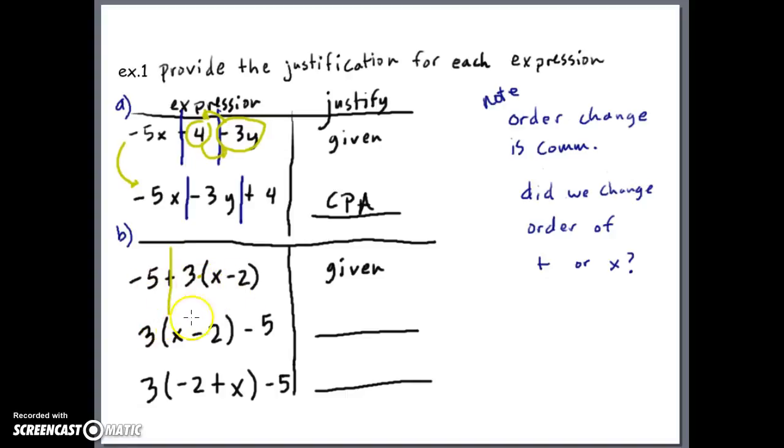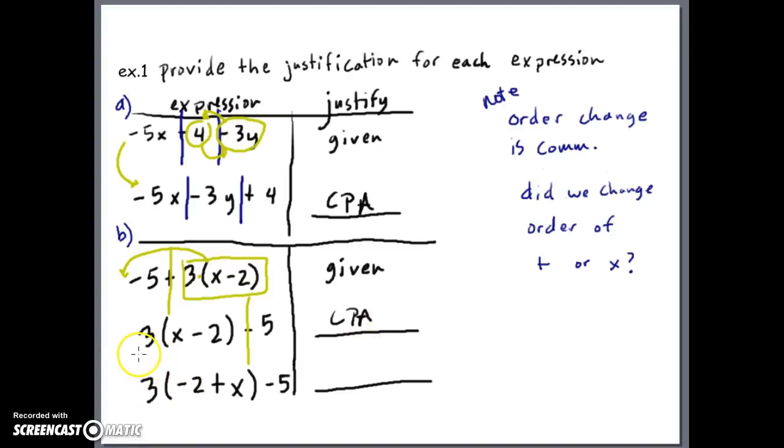So what happened? Did we change the way we are multiplying, the order we are multiplying, or adding? So you can see if we have our 2 terms here, then we have got our 2 terms here. And the order of addition is what changed, because they've taken this 3 times x minus 2, this term right here, and they've commuted it in front of this negative 5. And now we've got 3 times x minus 2 minus 5. So we can go ahead and say that this is the commutative property of addition.